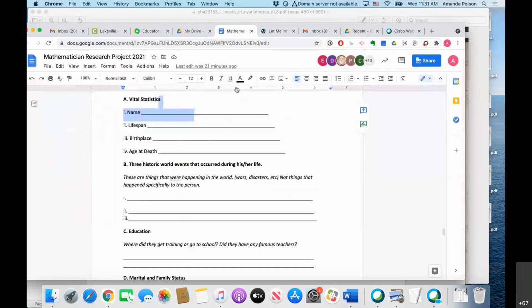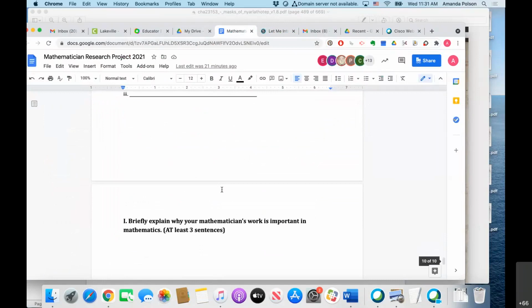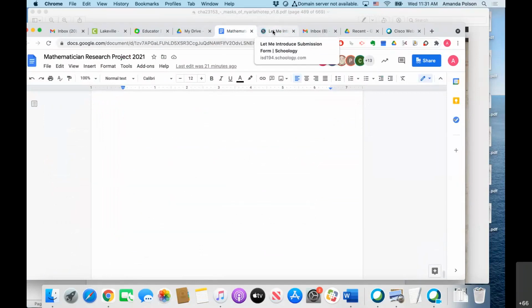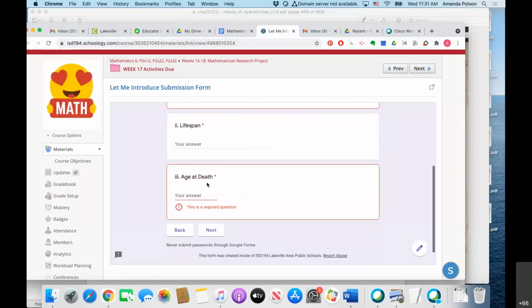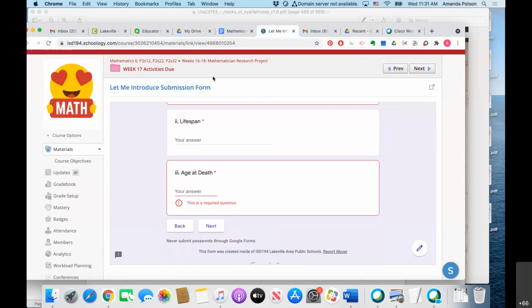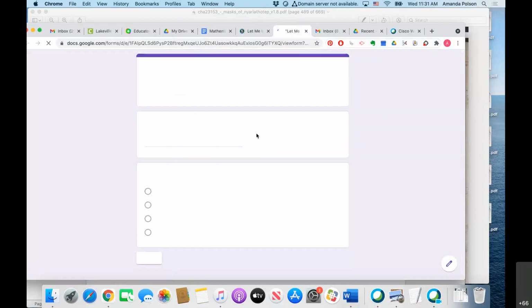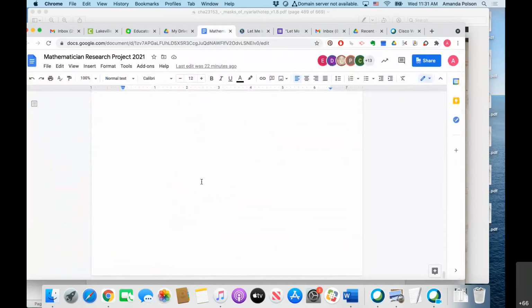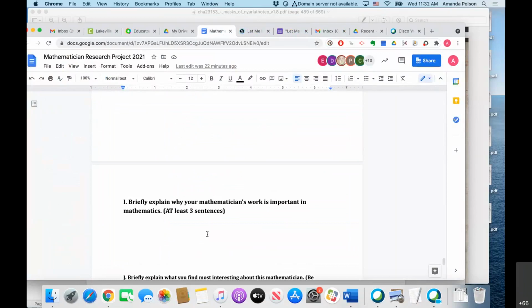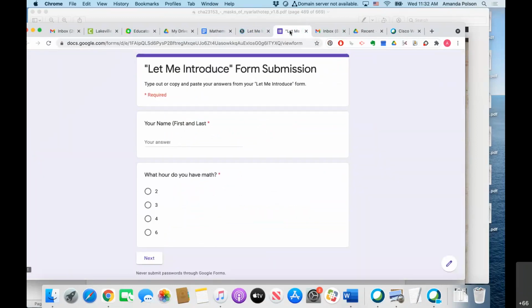So as you work, you're going to fill out this form. When you finish and you're ready and you've edited, you're going to come in here and copy and paste all of your answers into the Let Me Introduce submission form. It's going to ask you all of the questions that are in here, but you're just going to copy and paste your answers into this one. Does that make sense to everybody? Give me a thumbs up or a smiley face.